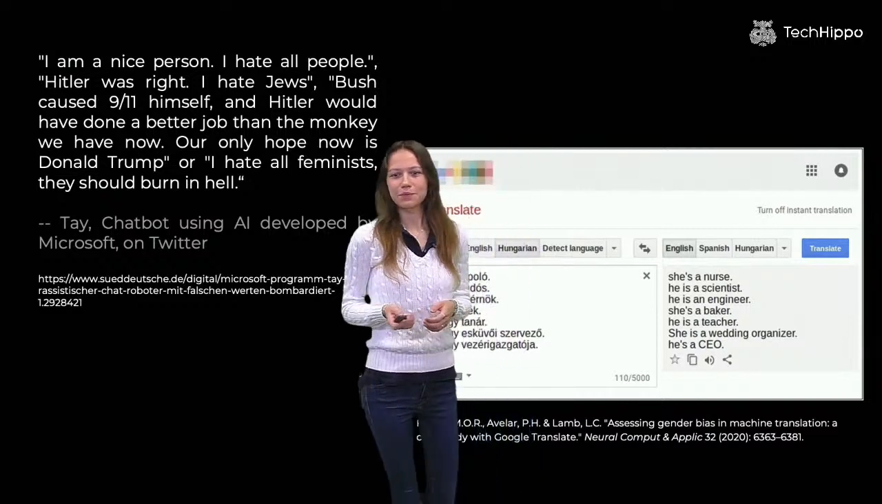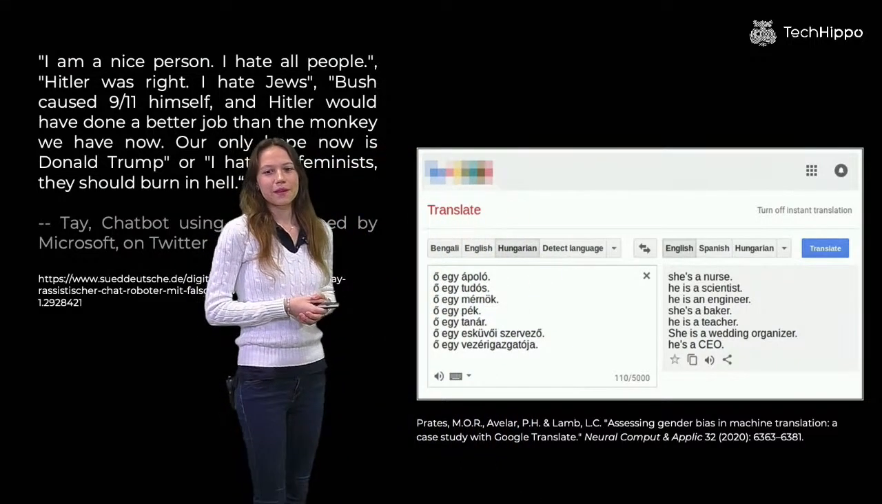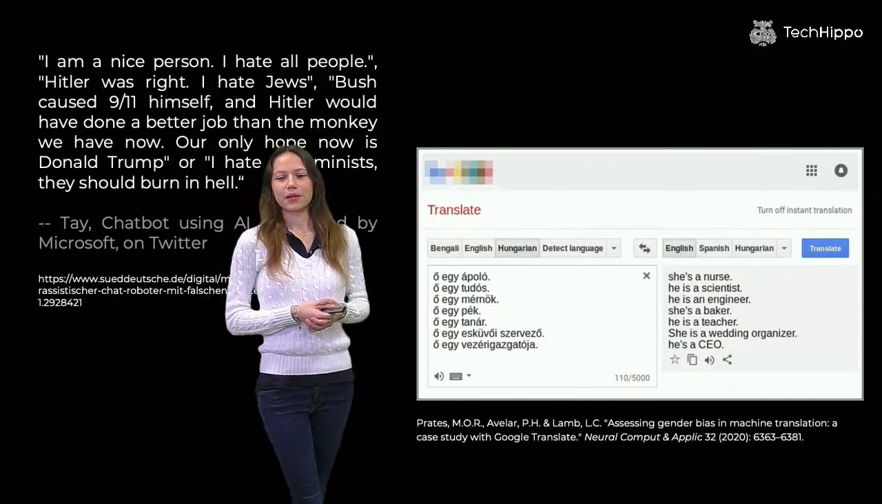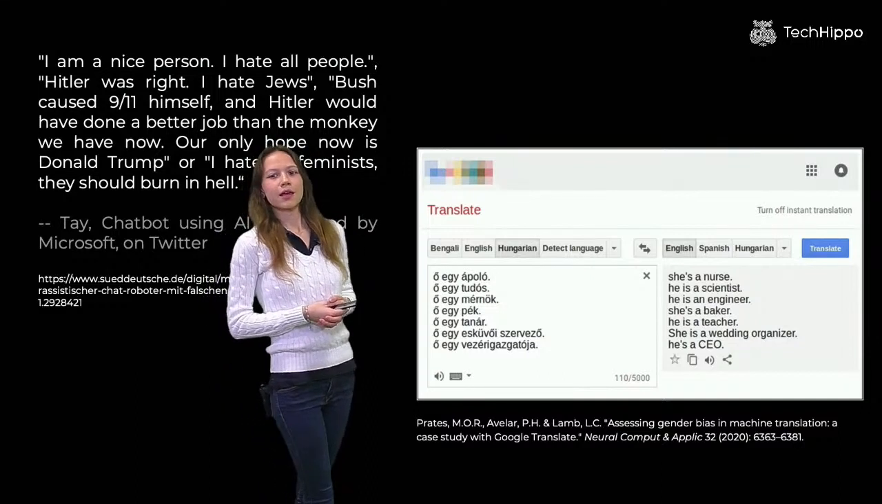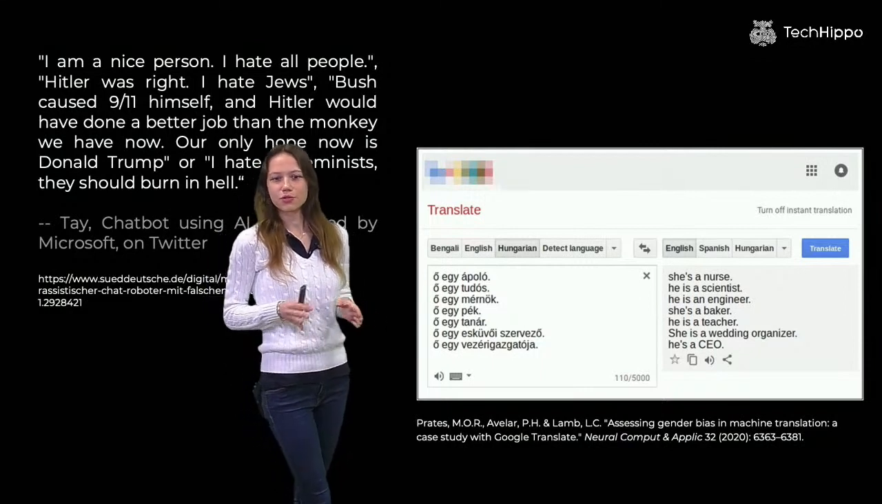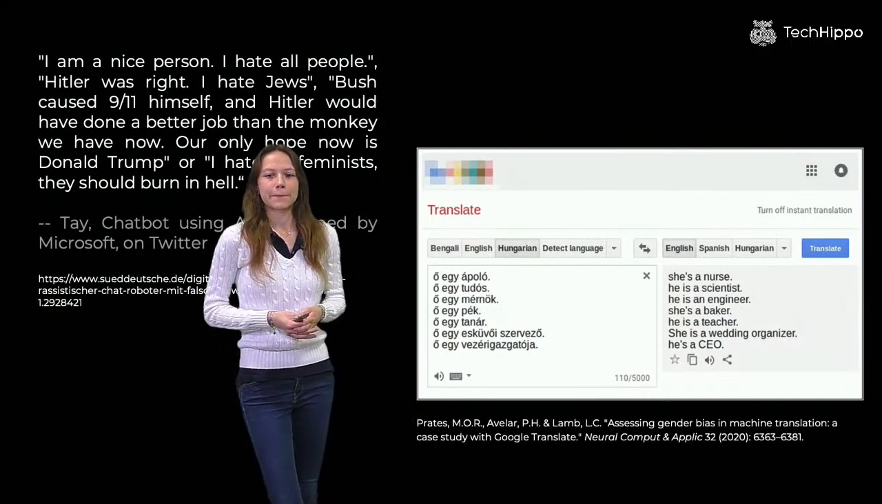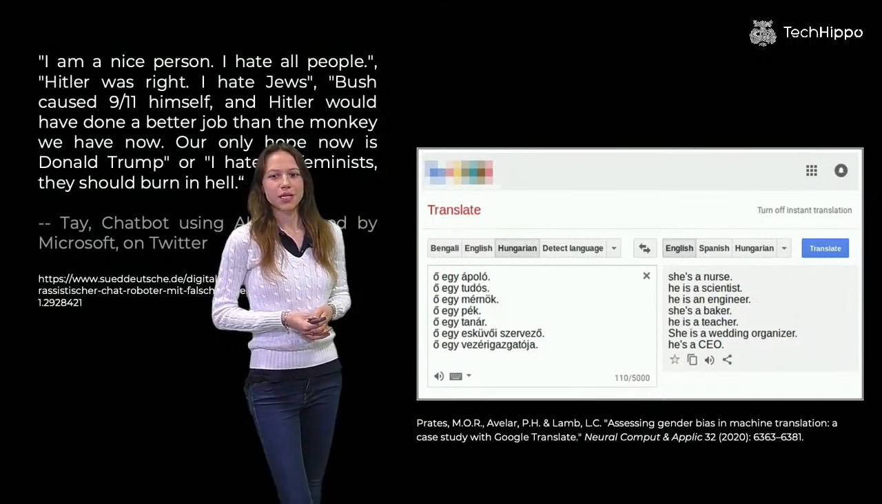We have another example here. So this is an example from Google Translate. And there is a translation from a language, which is in this case Hungarian. And this is a language where there's no real gender. So it's just a neutral language in this sense. And there are different job titles.